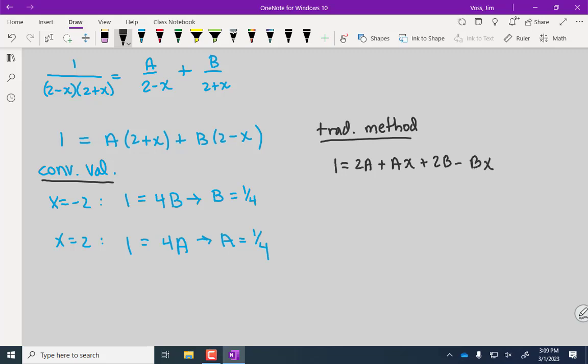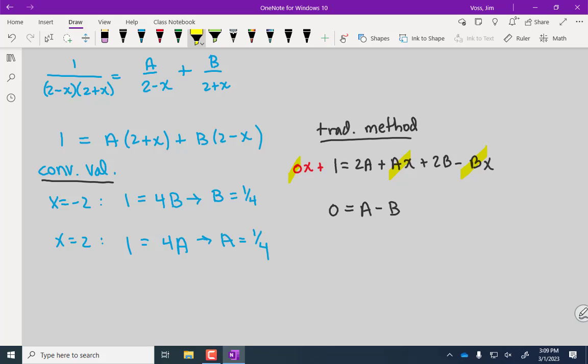And then on the left-hand side, we can put a placeholder here and think of this as 0x. So with the traditional method, we want to match the corresponding coefficients. Coefficients of x have to be the same. The constants have to be the same. And so when we look on the left, the coefficient of x is 0. And on the right, the coefficient of x is a minus b. So we're taking the coefficient here, and we're matching it with those two coefficients.